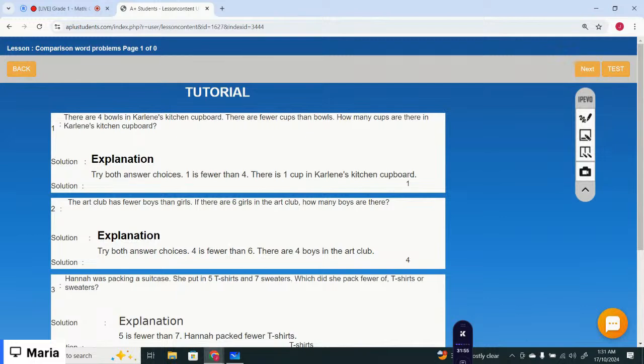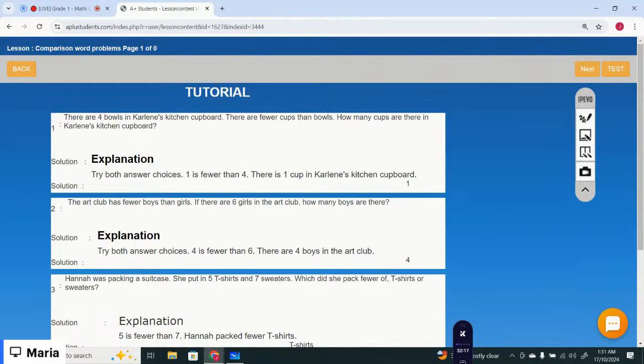So you are given the options for the test questions, right? If in Carlene's kitchen you have four bowls, you have to select how many cups, and you are given that cups are fewer than bowls. So you have to select the number that is smaller than 4, right? So maybe in the options you have 1, so that's why the answer is 1.